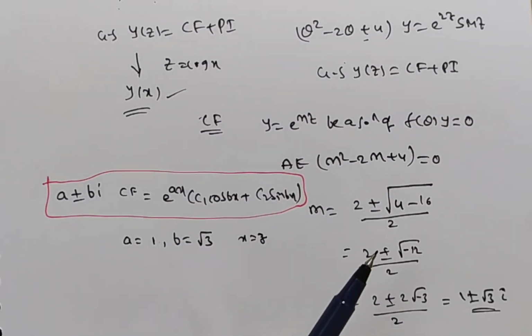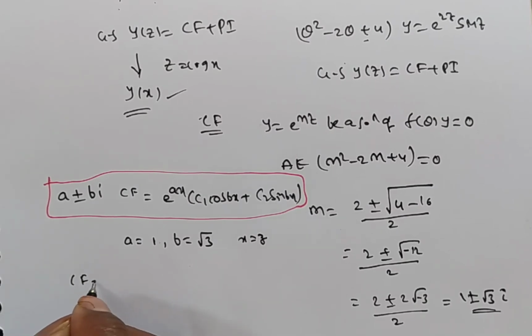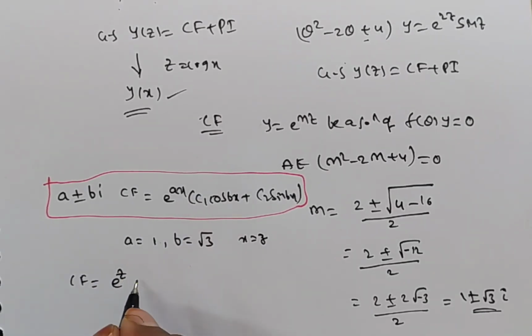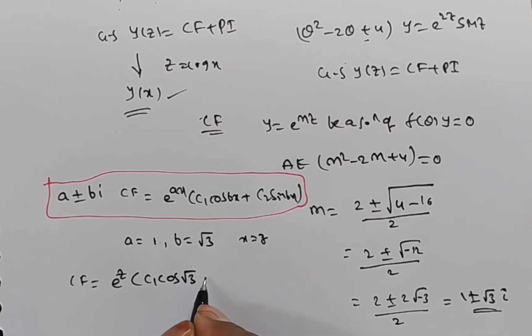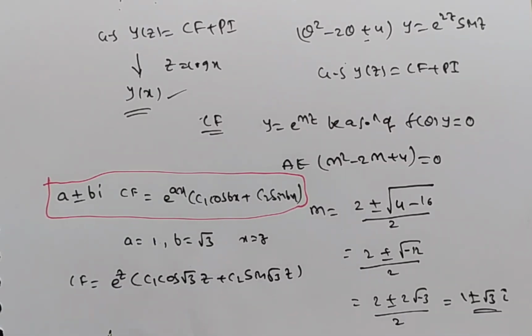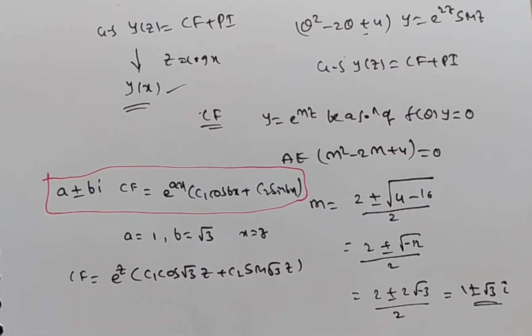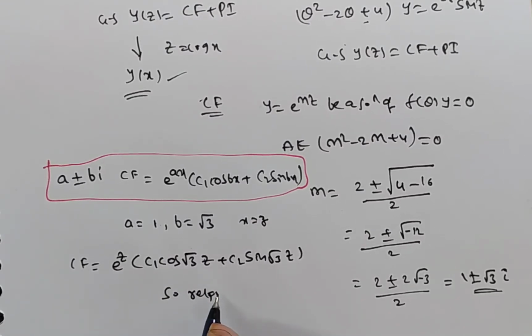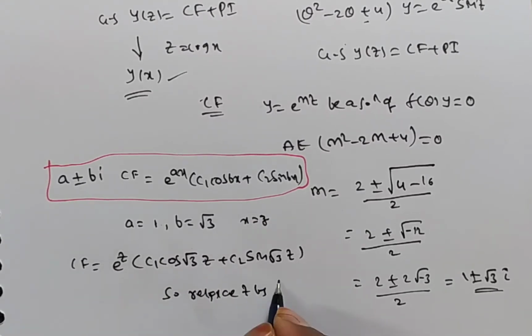Now the complementary function is equal to e power az, that is e power 1 into z, into c1 cos root 3 into z, plus c2 sin root 3 into z. Friends, you see, complementary function or particular integral should both be in terms of x only. So you have a complementary function in terms of z, so replace z by log x.